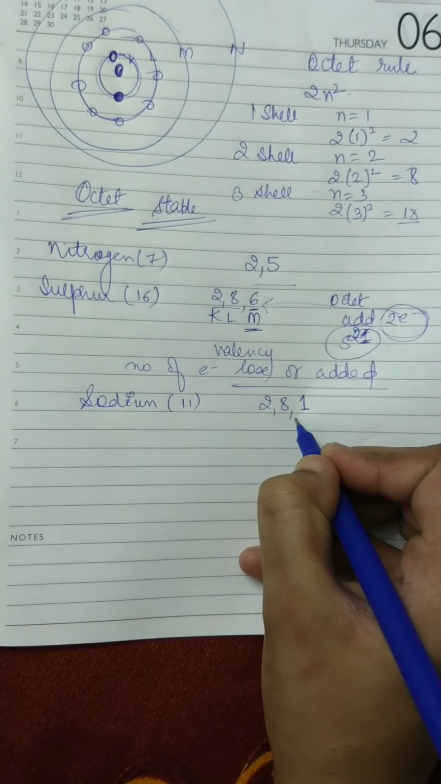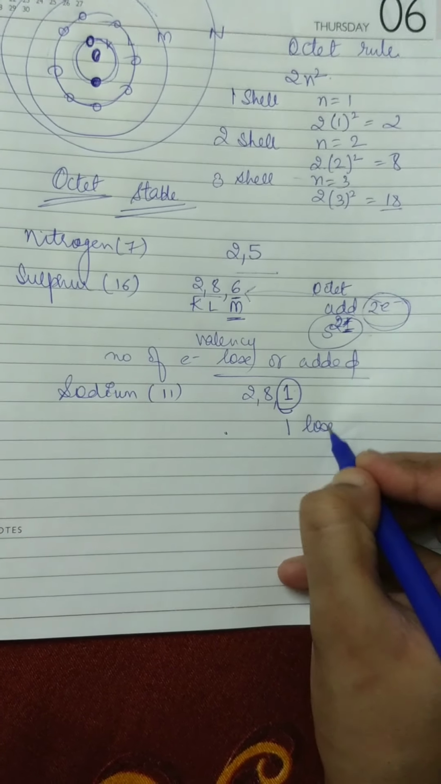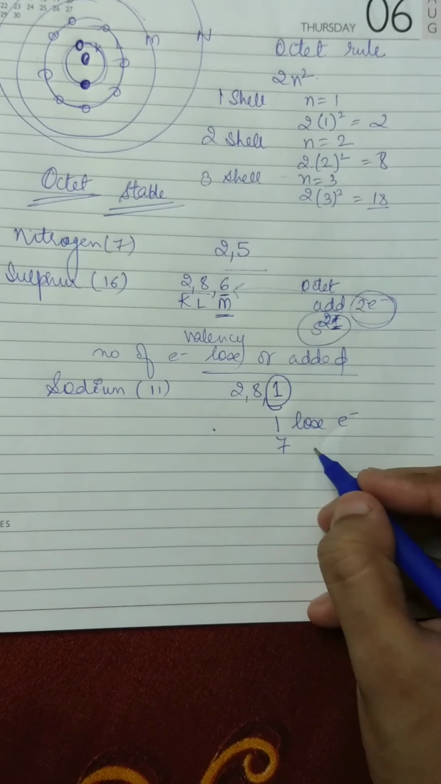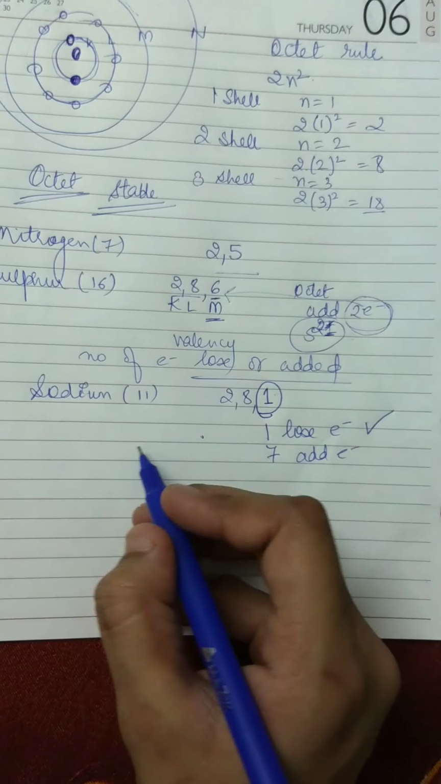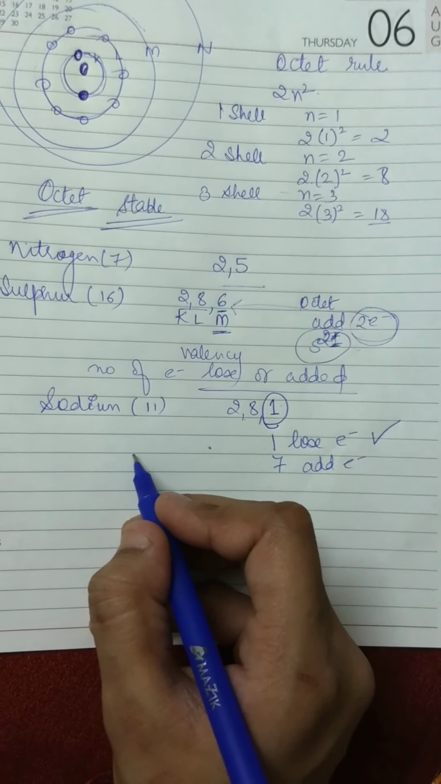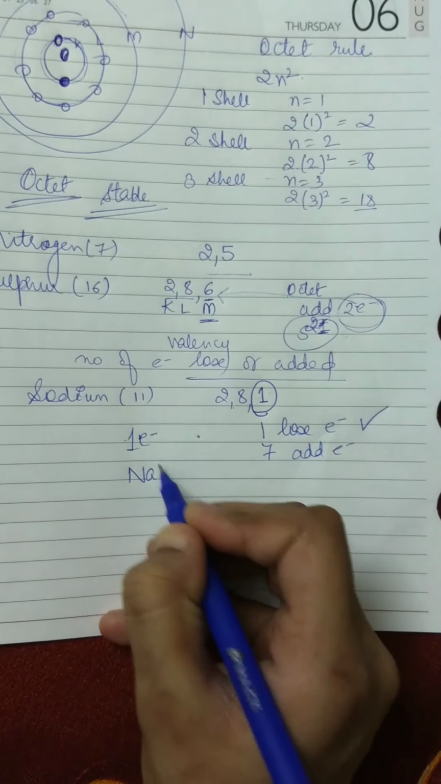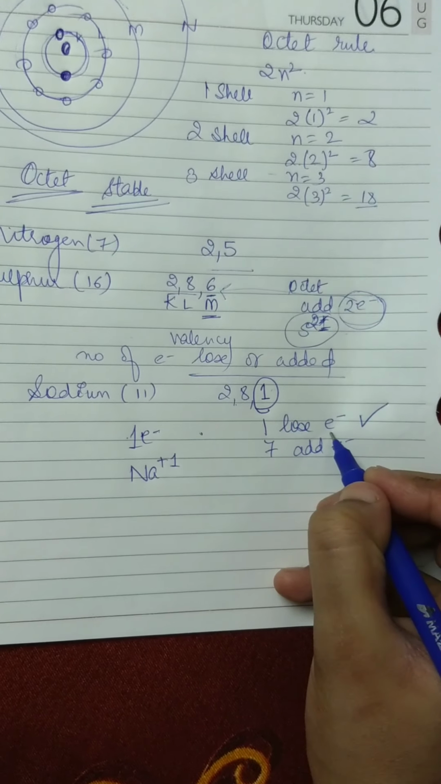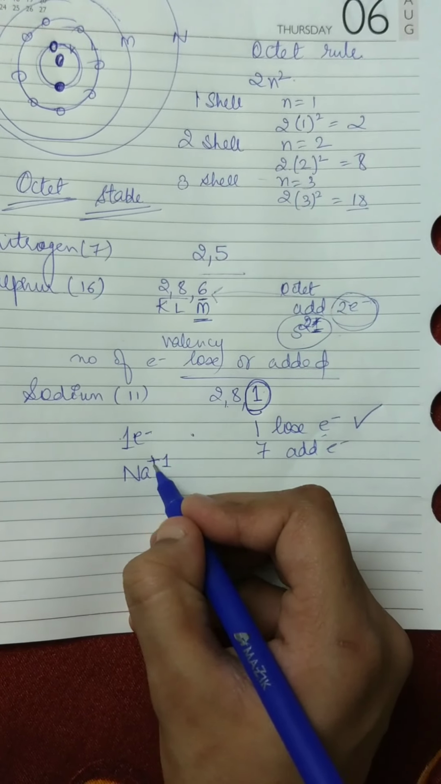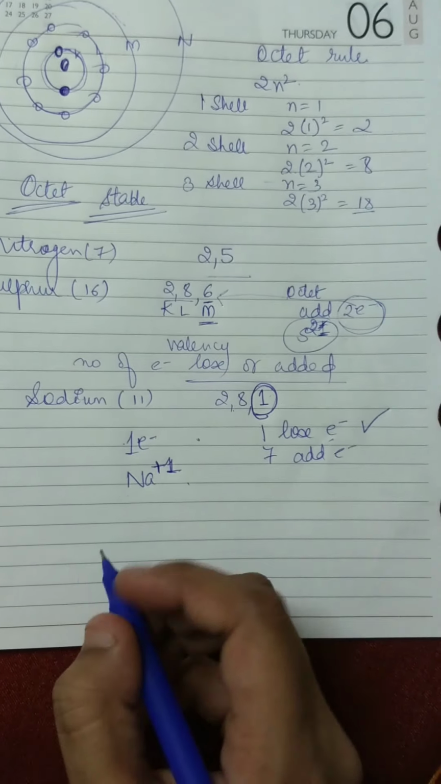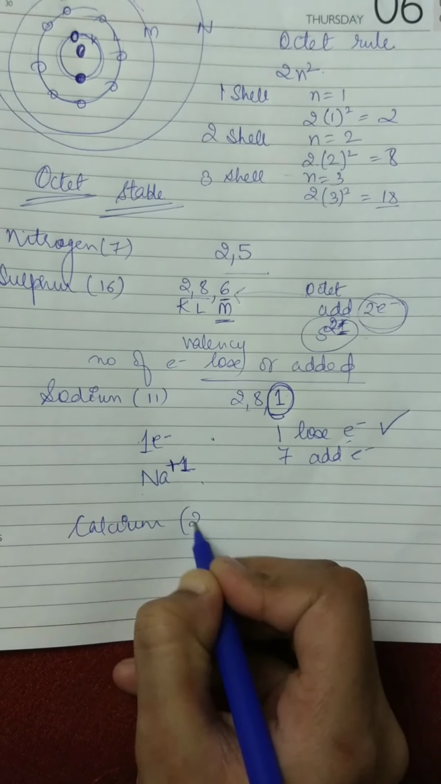Similarly, if we talk of sodium, the atomic number is 11, that is 2, 8, 1. Now it is easy for sodium to lose 1 electron instead of gaining 7 electrons. So to obtain a stable octet, it loses 1 electron and becomes Na plus, because an electron has a negative charge. If it loses 1 negative charge, it will acquire a positive charge.